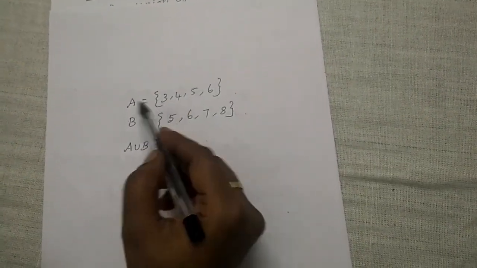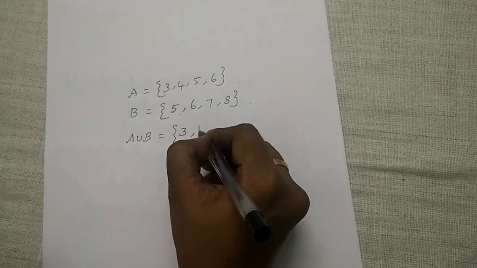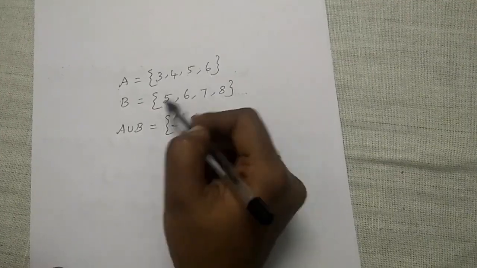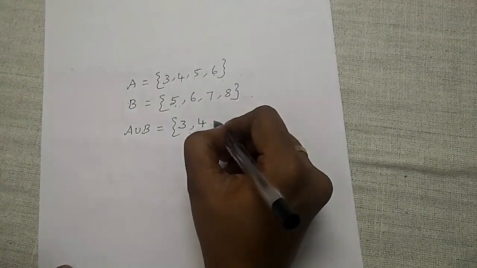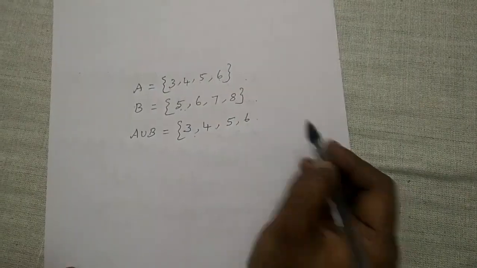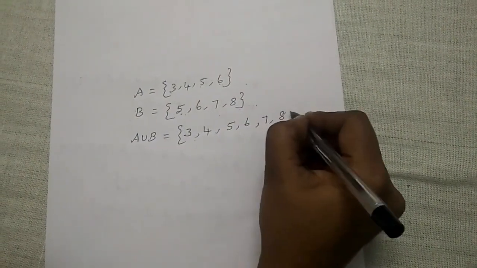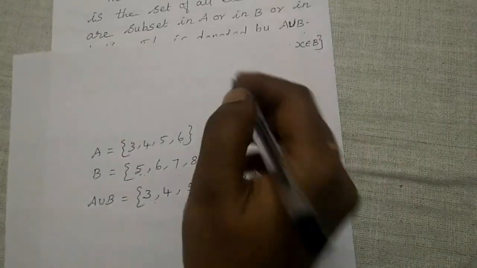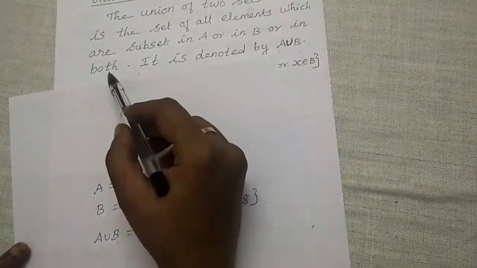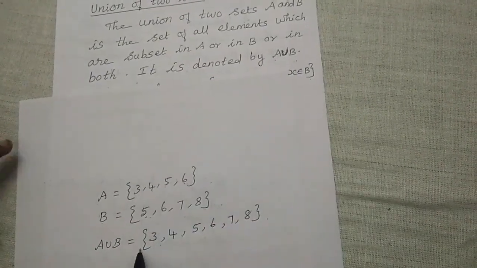3 is in set A alone, so we write 3. Then 4 also. Then 5 and 6 are available in both, so you should write them only one time. Don't repeat. Then the remaining B values, 7, 8. Have you understood this? The definition is elements in A or in B or in both. It is denoted by A union B.